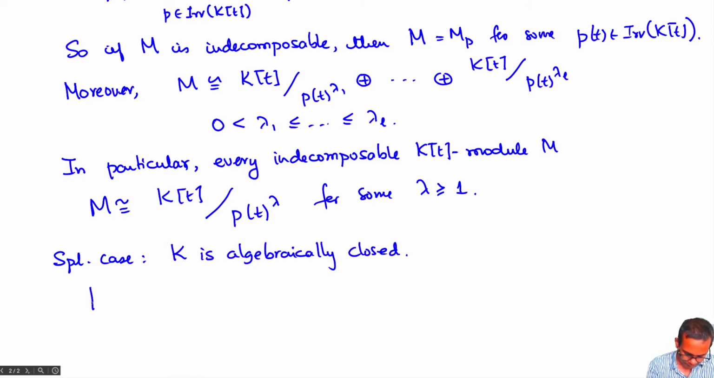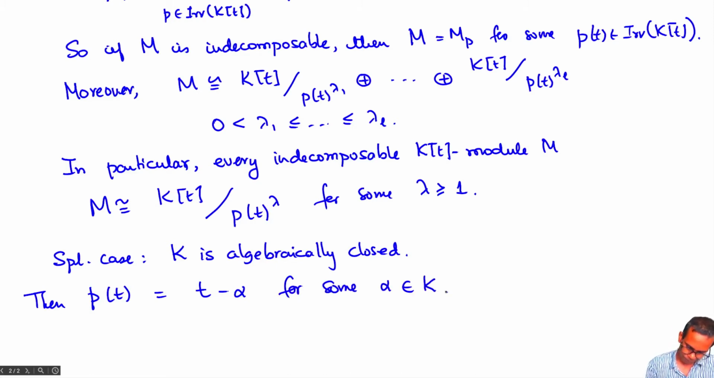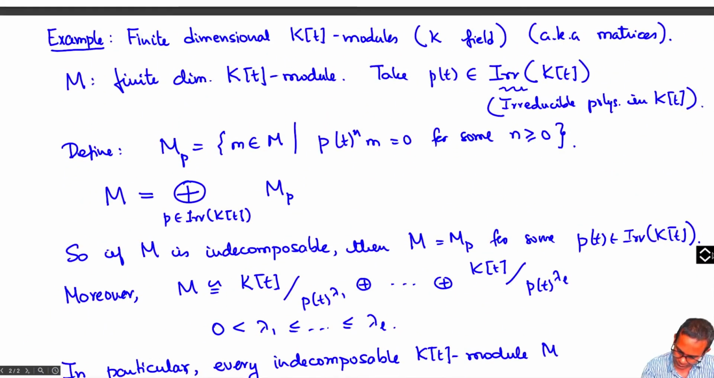In this case, Pt has to be of the form T minus alpha for some alpha in K. Here I should say that these PTs are only, to make this unique, we don't want to consider a polynomial and some K multiple of that polynomial. So maybe here I should say irreducible monic polynomials.